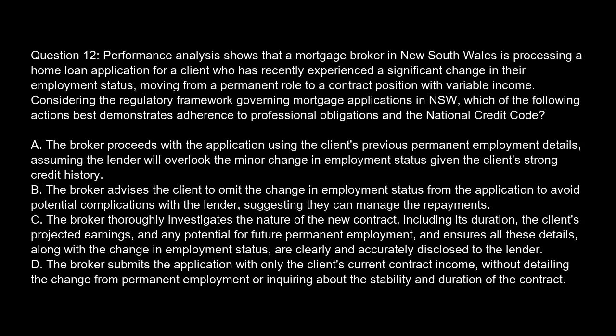Option C. The broker thoroughly investigates the nature of the new contract, including its duration, the client's projected earnings, and any potential for future permanent employment, and ensures all these details, along with the change in employment status, are clearly and accurately disclosed to the lender. Option D. The broker submits the application with only the client's current contract income, without detailing the change from permanent employment, or inquiring about the stability and duration of the contract.